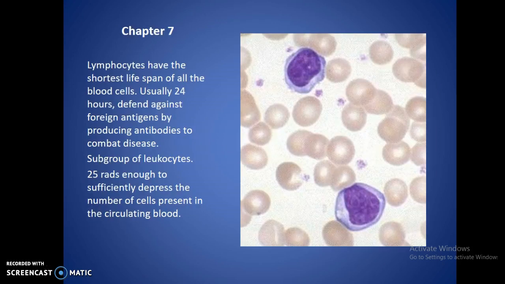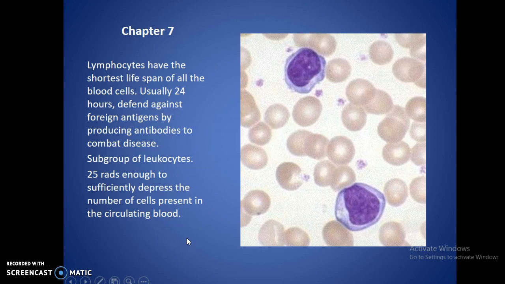Lymphocytes, these are just blood cells that basically have a 24-hour life. They defend against foreign antigens by producing antibodies to combat diseases. It's a subgroup of leukocytes. We're not going to shield, obviously, everything within the body, but they run around the whole body, protecting you. 25 rads is enough to sufficiently depress the number of cells present in the circulating blood.